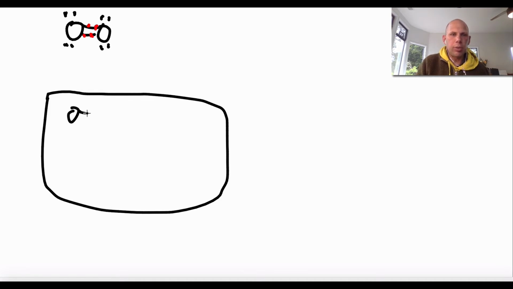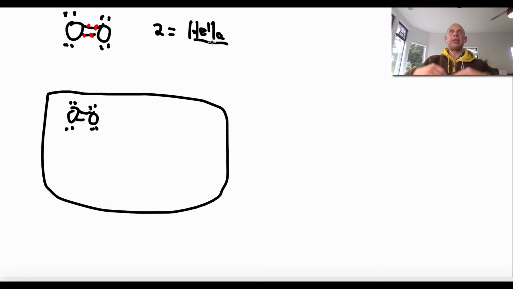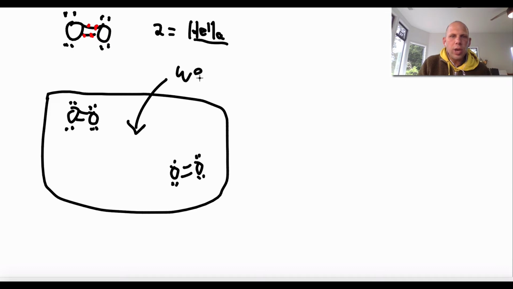Well, put one oxygen here, and let's say 2 equals hella. Okay, we're always going to be talking about a ton, but we're just going to use 2. Well, where would that other oxygen molecule go? Well, because there's no partial charges here, that other oxygen molecule is going to go really far away from that. There's going to be no attraction between them. Okay, this right here, the area in between, this is a really weak intermolecular force.